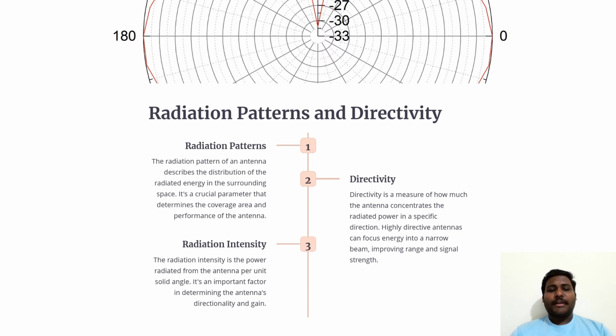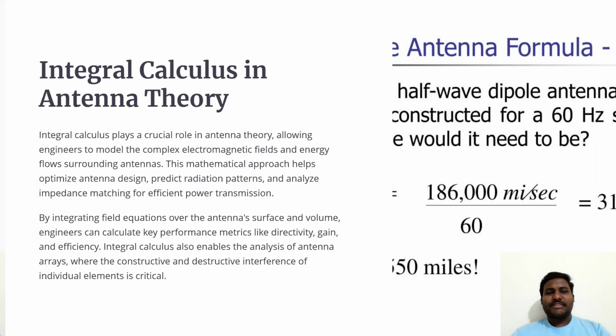Going further into radiation intensity. Radiation intensity is the power radiated from the antenna per unit solid angle. It's an important factor in determining the antenna's directionality and gain. Moving into the next slide, integral calculus in antenna theory, where we go into depth on the integral calculus involved in an antenna.